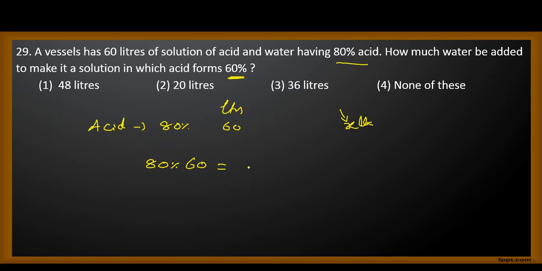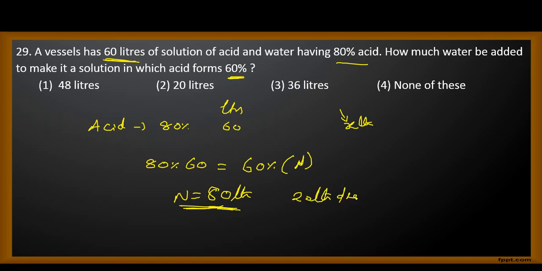Okay, so 60% of total quantity. We don't know the new solution. Let us say n. On simplification, you get n equal to 80 liters. But initially, how many liters of solution is there? 60 liters of solution. How are we getting 80 liters? Because you are adding how much water? How much water added? 20 liters of water is added.